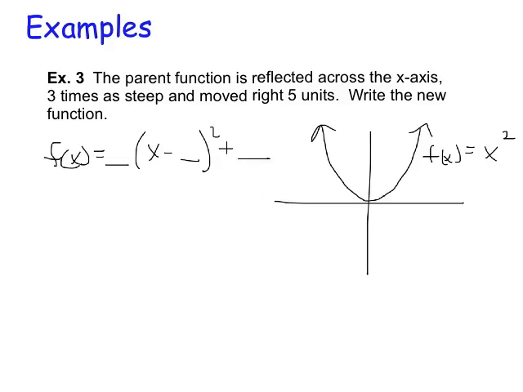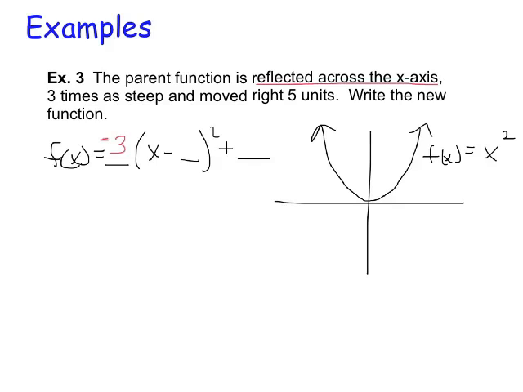Now, let's see what we know. First of all, it says reflected across the x-axis. So that means that a value is going to be negative. Okay? It's 3 times as steep, which means it's going to be narrower. So we're going to put the 3 right there.